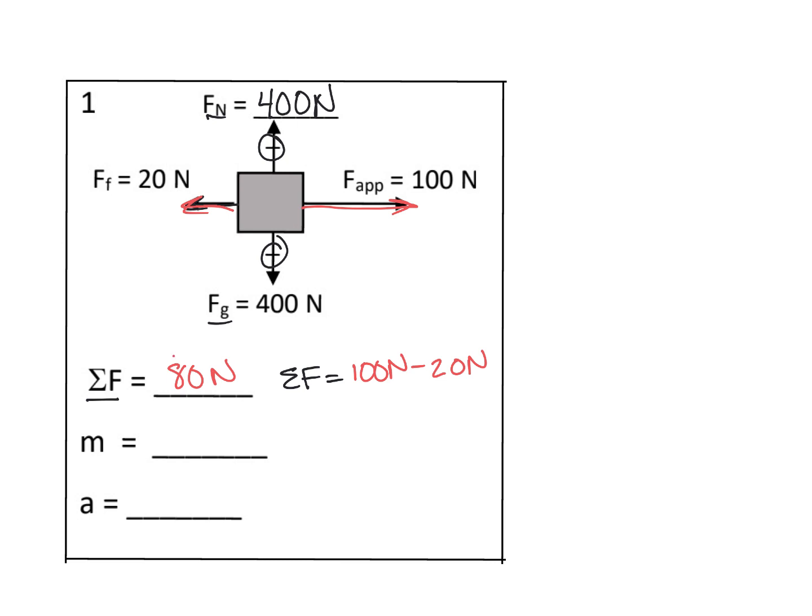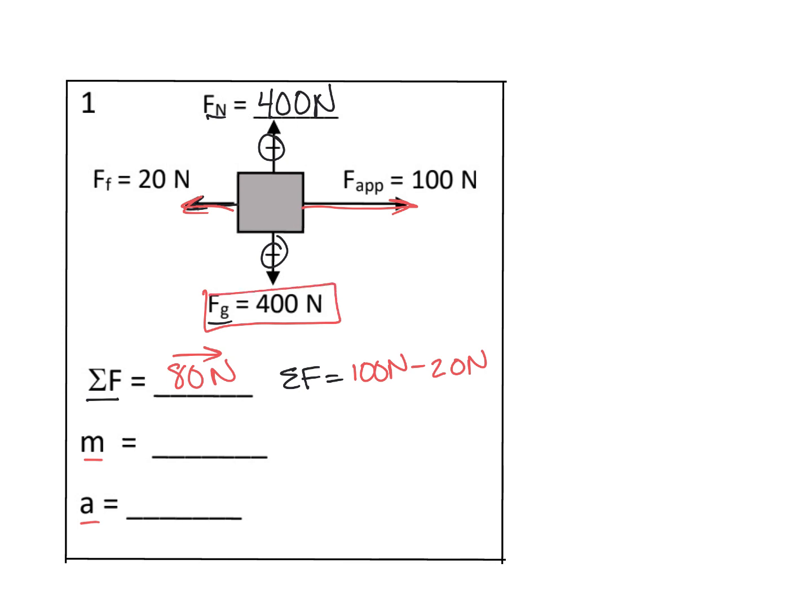Now, technically I should say a direction on there. I don't care if you put that on there. It's 80 newtons to the right, because the bigger force is to the right. Then we need the mass and acceleration. I can't get the mass using Newton's second law, but I do know the force of gravity is 400.